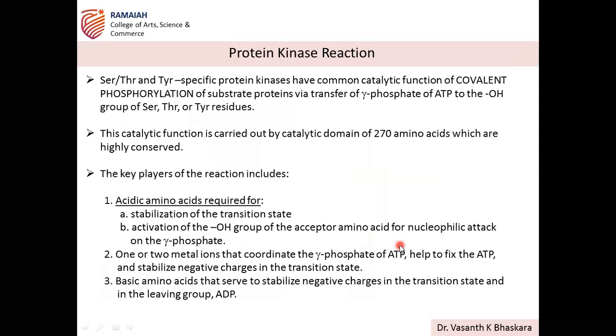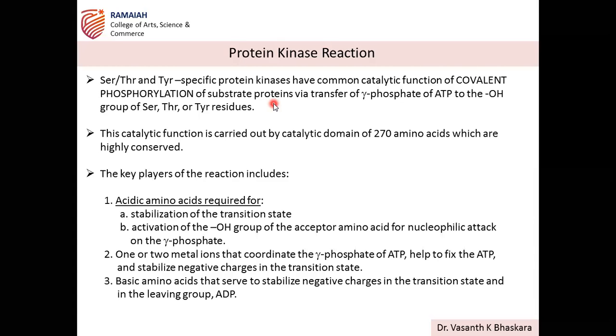So serine, threonine, and tyrosine specific protein kinases, we discussed already that they have a common catalytic function of covalent phosphorylation. This is a covalent attachment and it's a reversible process. So covalent phosphorylation of the substrate protein is via transfer of the gamma phosphate of ATP to the hydroxyl group of a serine, threonine or tyrosine residue. So this was the first sort out function of protein kinases. Serine, threonine and tyrosine kinases were the first protein kinases whose functions and structure were well elucidated.